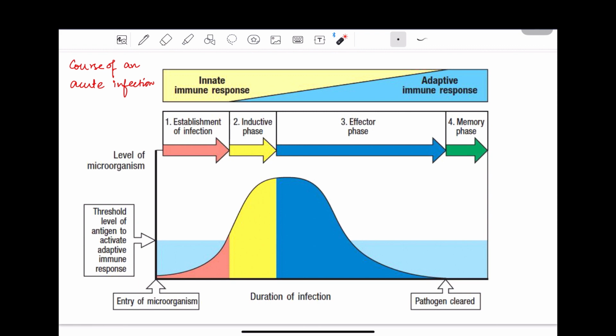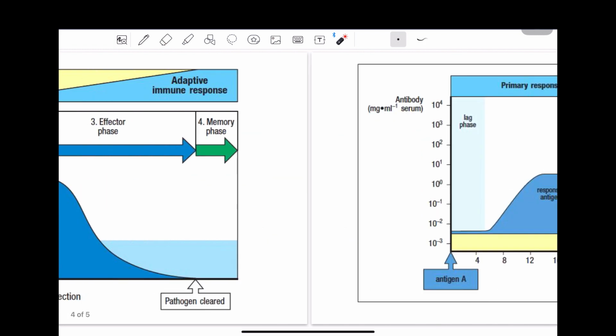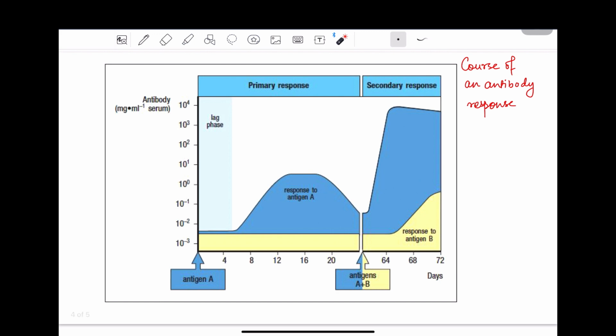So this is the typical course of an infection. The innate immune response is initially generated. If it cannot clear the particular infection, then the adaptive immune response is activated and clears the pathogen. Beyond that also, the adaptive immune response stays active because it forms the immunological memory. Now, what happens during this adaptive immune response? We will discuss this in more detail.